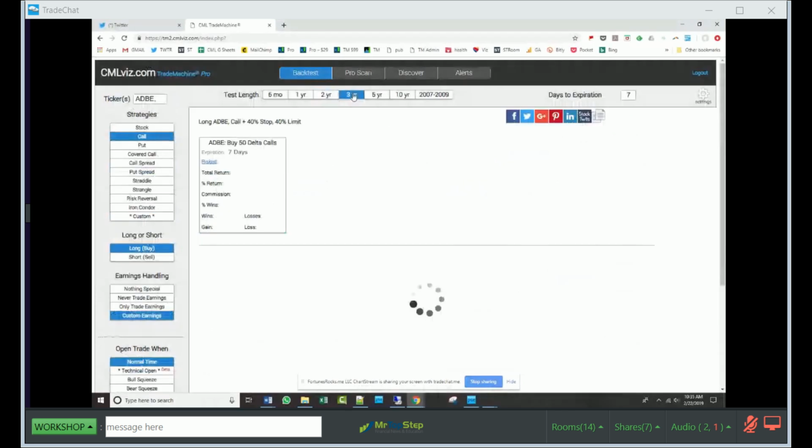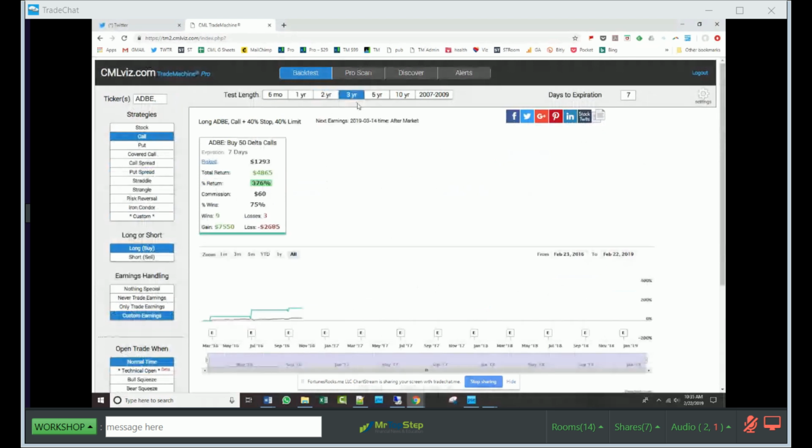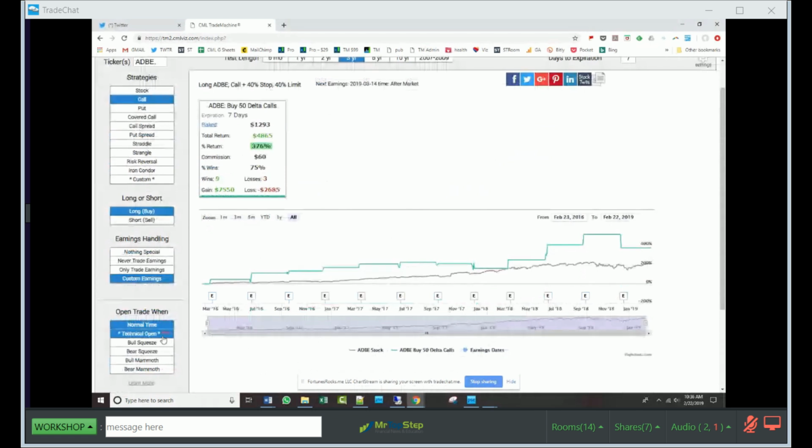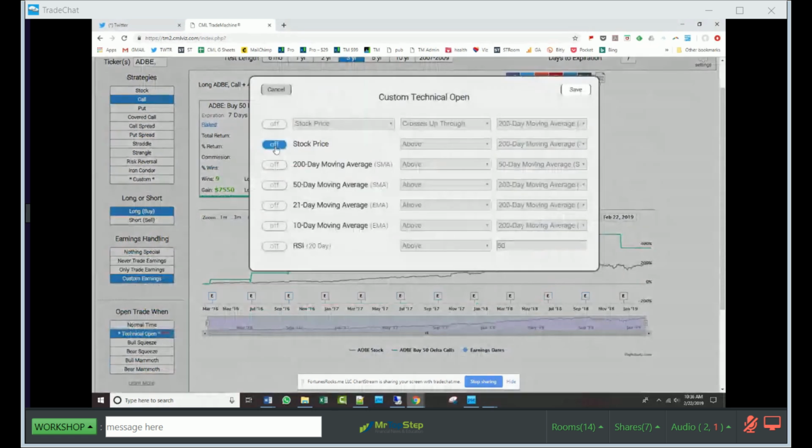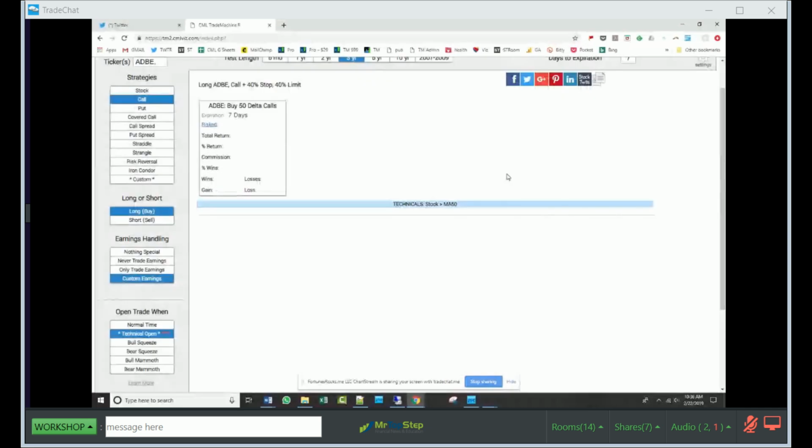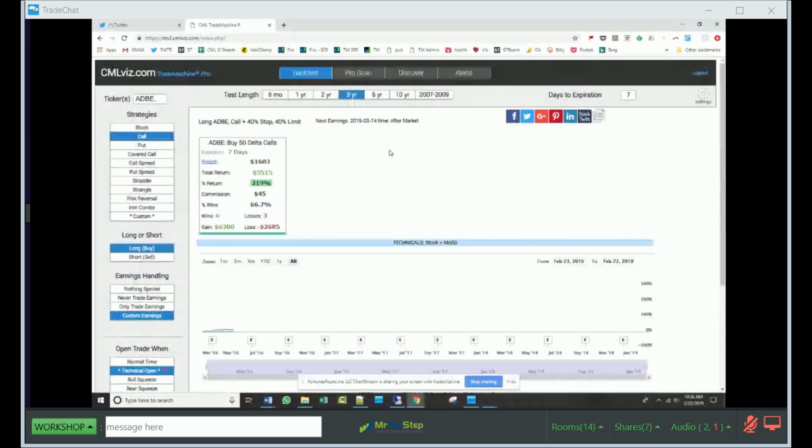Right? These are how the trades look over the last 3 years. This is it. You say, oh, you know what? Actually, I also don't want to do it when the stock is cratering. So you go, oh, okay, technical open. I also want to do this only if the stock is above the 50-day moving average. Right? And this is just because basically I don't want to do this like last December. Then you click the button and here you go. Right? You see some fewer trades as you should, but this is what happens.